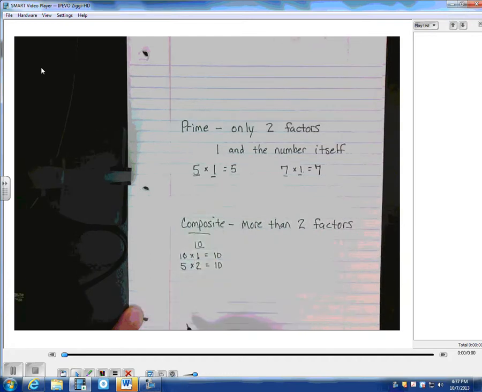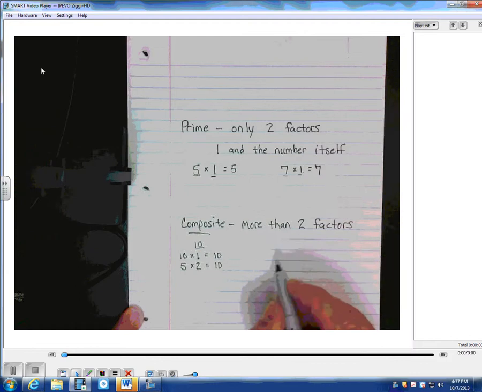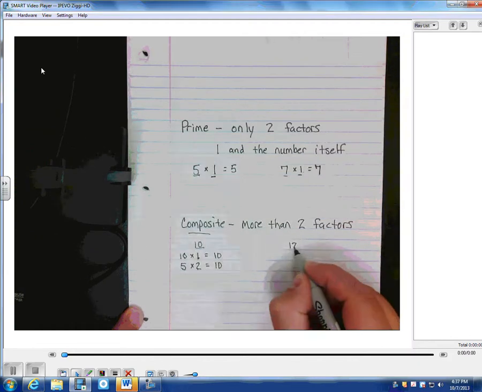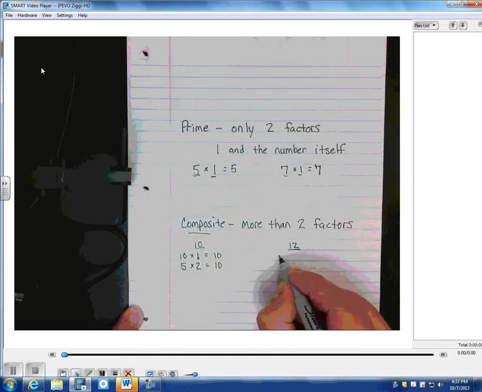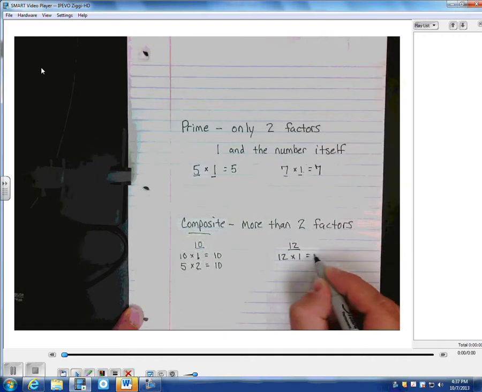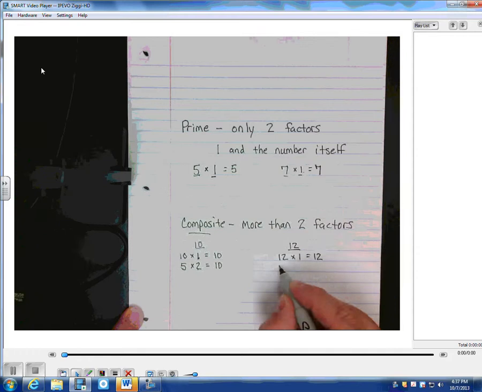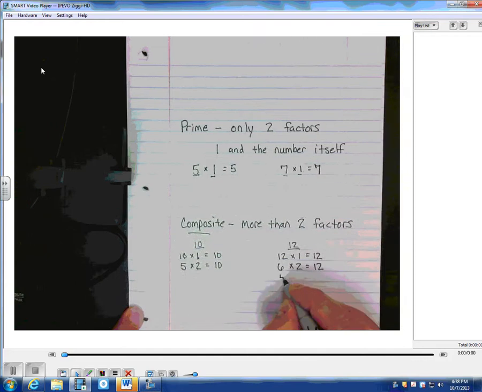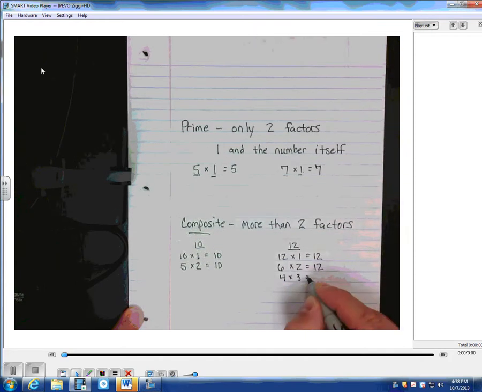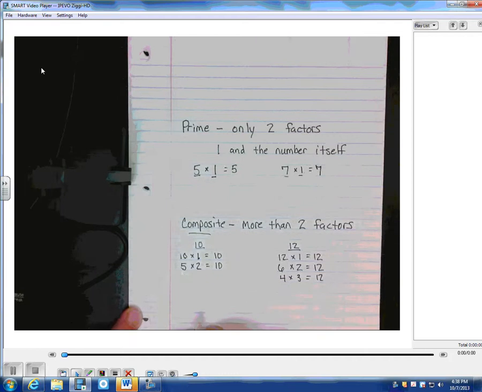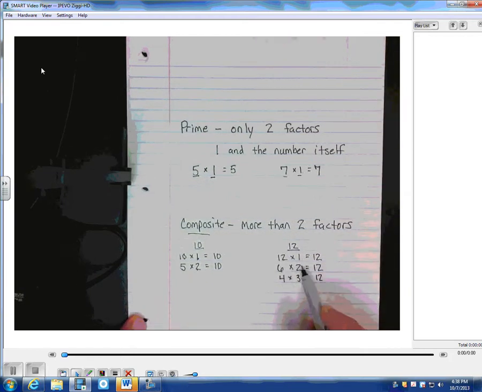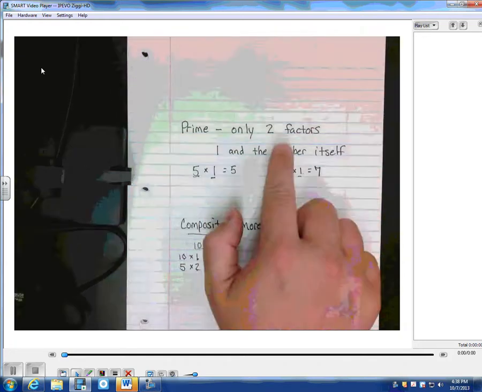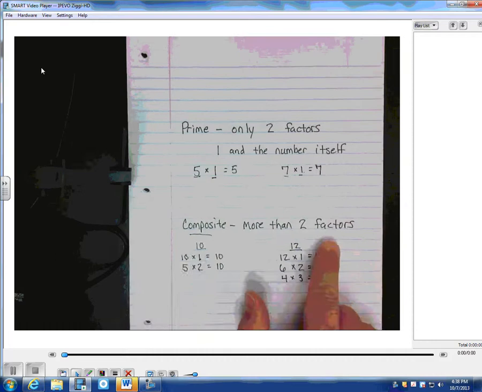Okay? Let's do one more. Let's do the number 12. Okay? I know I can multiply 12 times 1 to give me 12. I know I can multiply 6 times 2. That'll give me 12. I also know that I can multiply 4 times 3 together, and that will get me 12. Okay, so 12 has a total of 1, 2, 3, 4, 5, 6 factors. Okay, so a prime number has only 2 factors. A composite number has more than 2 factors.